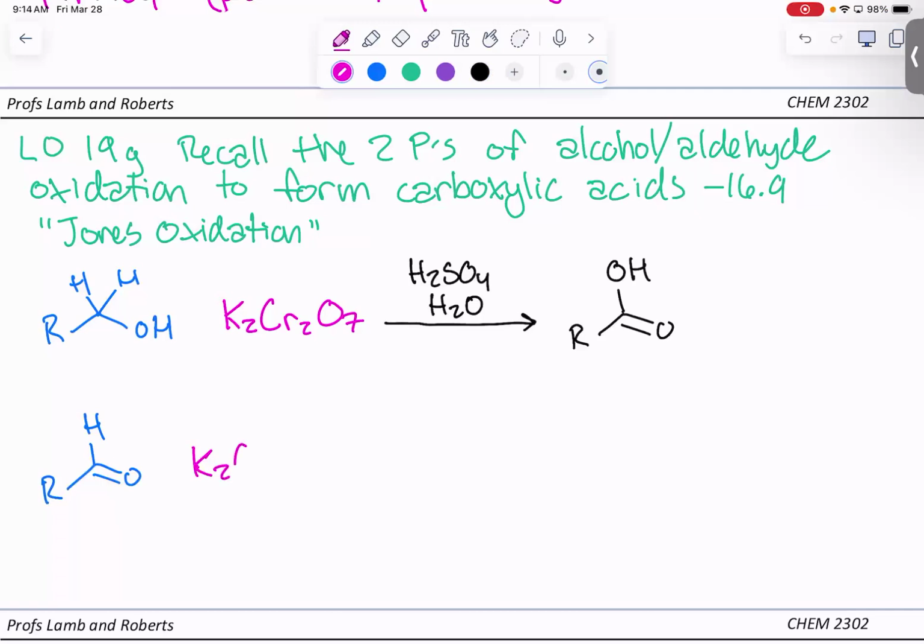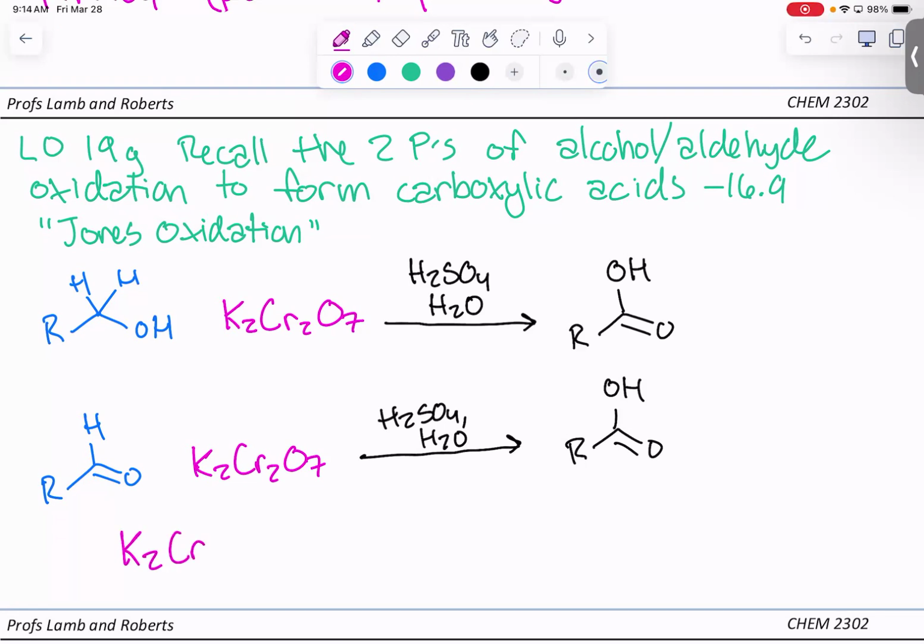So we can add in the exact same conditions, our potassium chromate with our acid and our water, and we can get out our carboxylic acid product. All right, so just like potassium permanganate, potassium chromate is an oxidant.